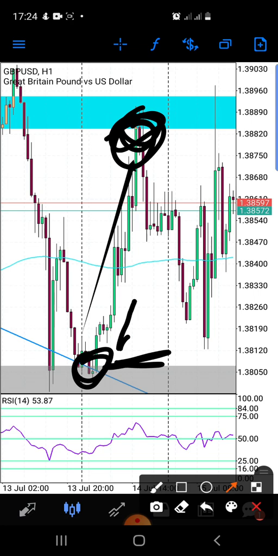It's all about anticipating where the market will move, or how strong price is, or how weak price is. So that's the simplest I can explain.